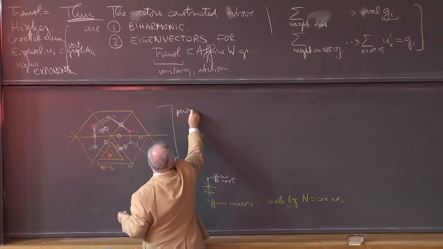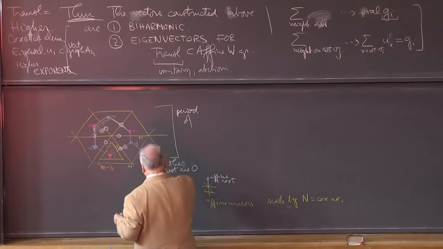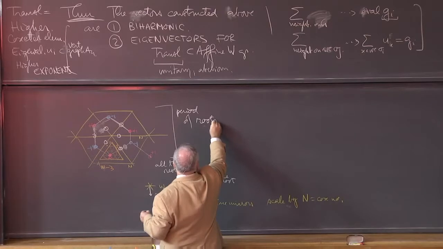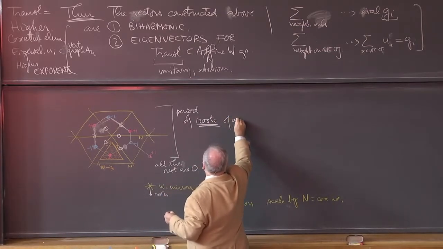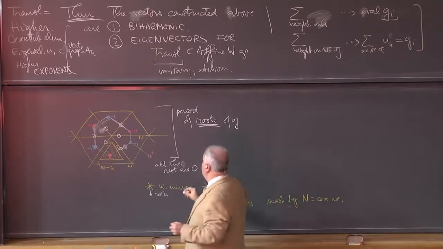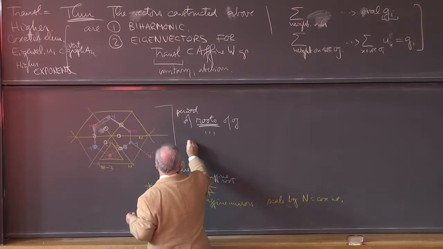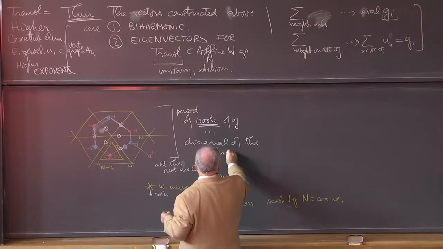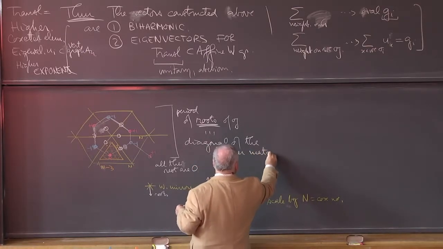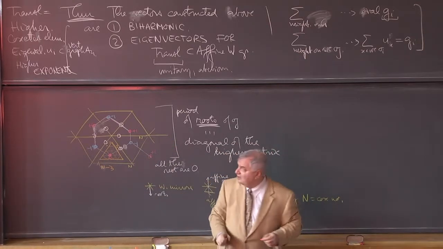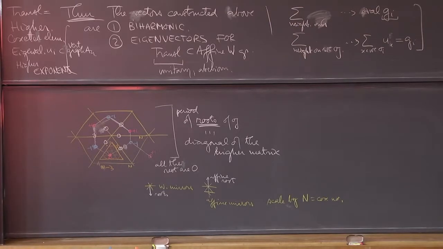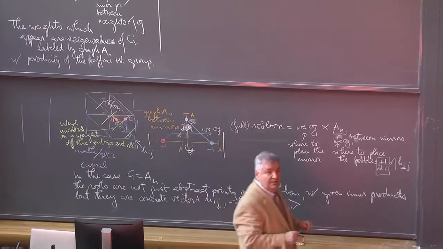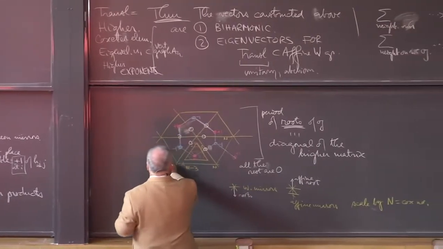so here a period of roots, that's important, of G will be the diagonal of the higher matrix. So what you see here is a diagonal exactly like this. Here is the usual diagonal. The usual diagonal is one-dimensional. This diagonal is two-dimensional. So this is a higher Hij.